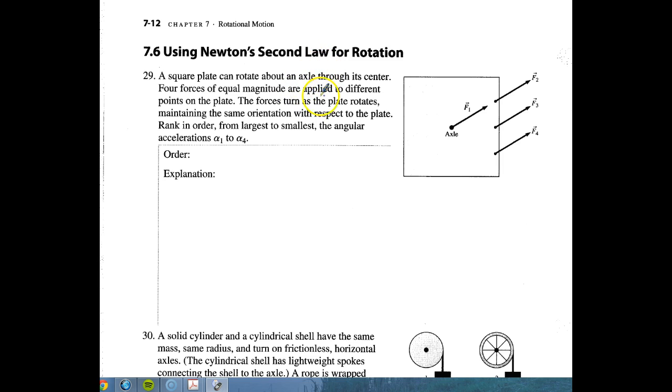It's your reading guide. We've got a square plate, and the square plate has a nail stuck into it, and maybe it's stuck to the wall, but it's not so tight that you can't rotate. So you can actually rotate this whole thing around the axle.